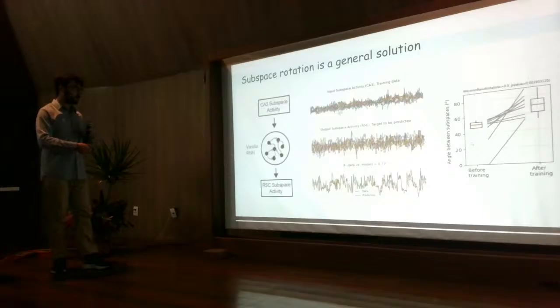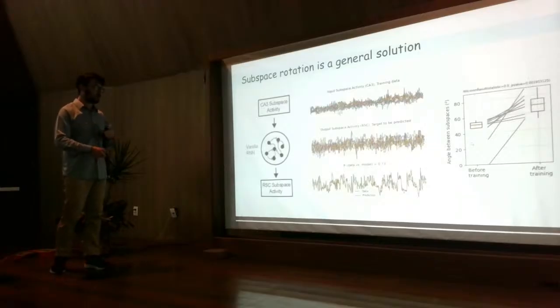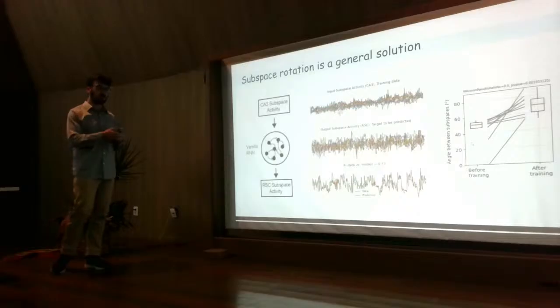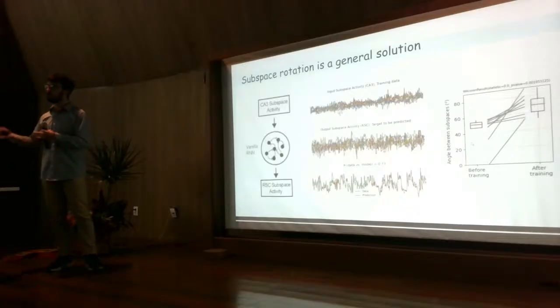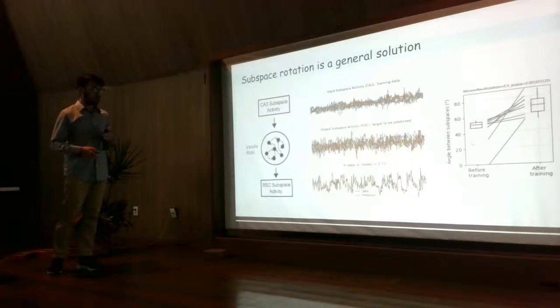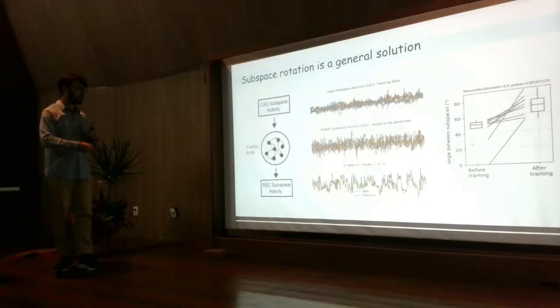But we found that this vanilla recurrent neural network is able to predict the activity of the retrosplenial cortex based on CA3 activity. So it's able to reproduce what CA1 is supposed to do. It gets a good accuracy in the test data set. And the question is, how is this network able to transform inputs into outputs?